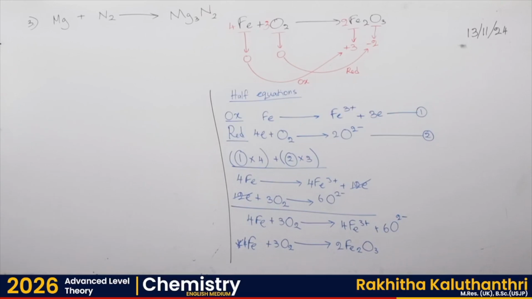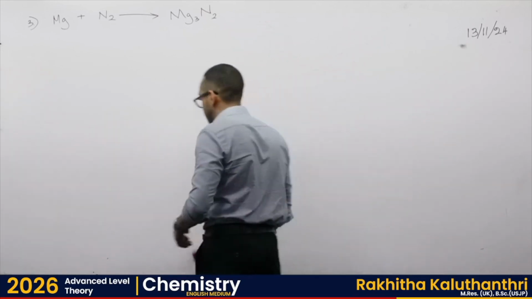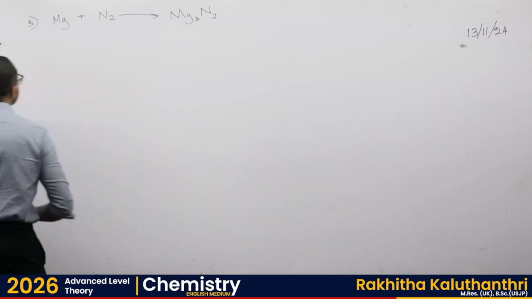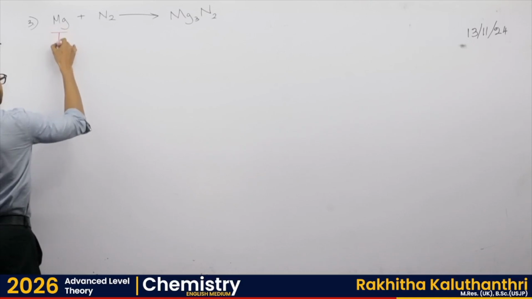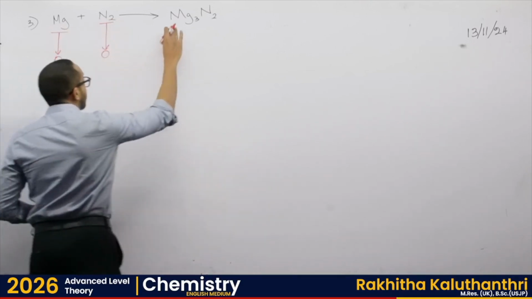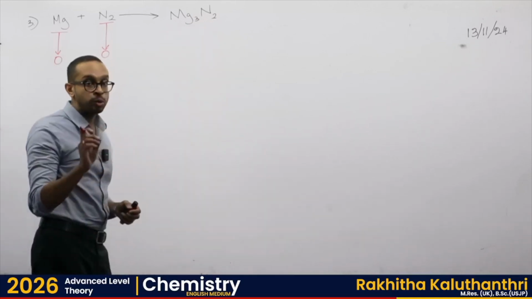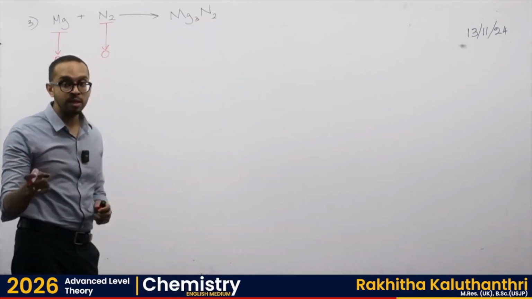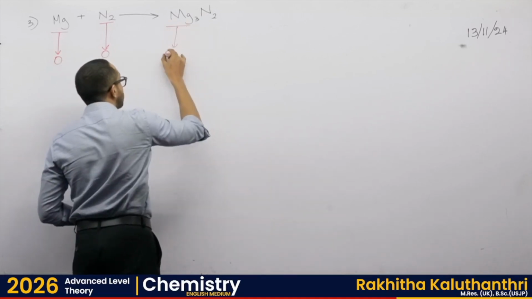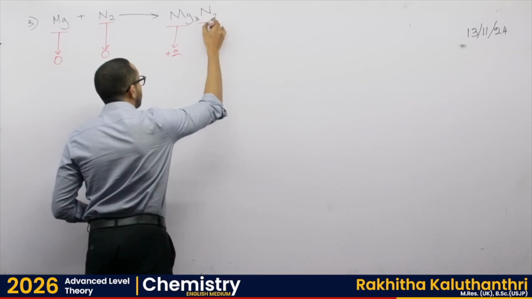Do the same thing we have always done and get to the answers here. Okay everyone, so now we'll start. Over here we have magnesium and nitrogen. Magnesium is 0 in oxidation number. Nitrogen over here is also 0. But any group 2 element in its compounds will always be plus 2 oxidation state.